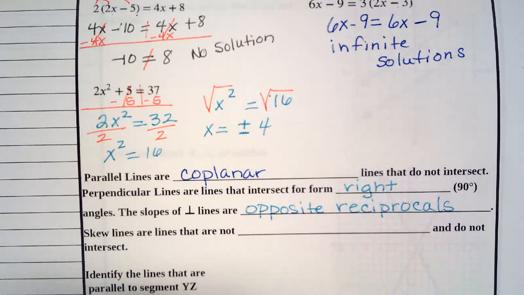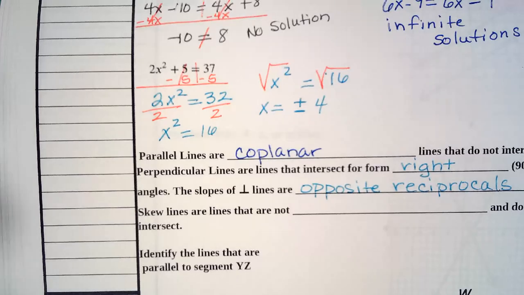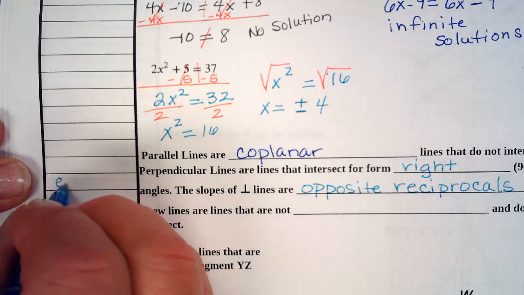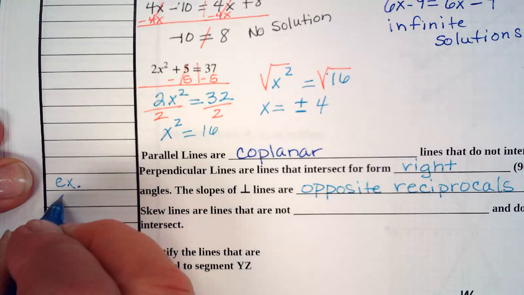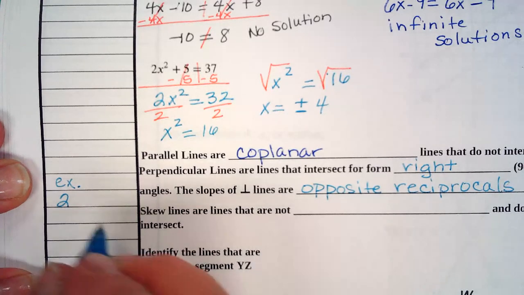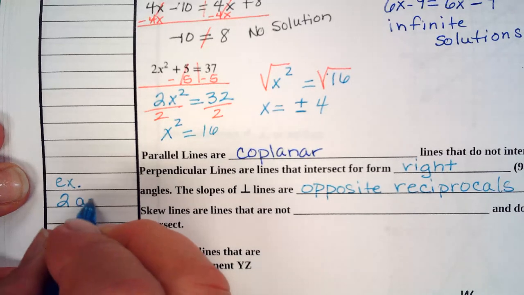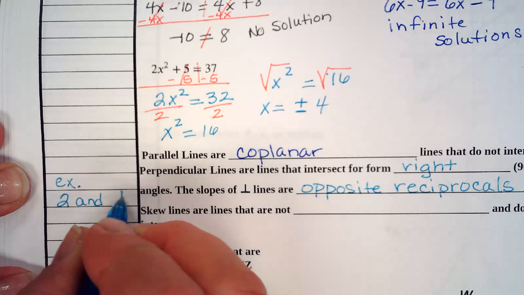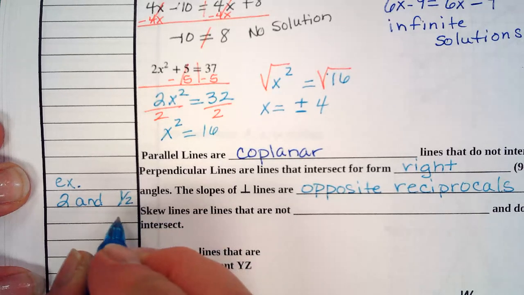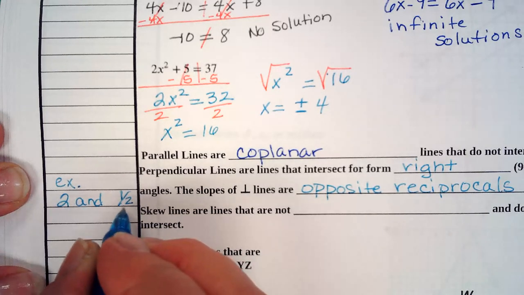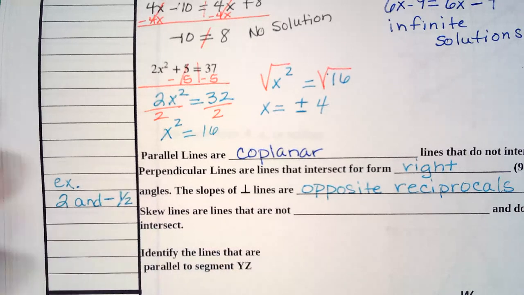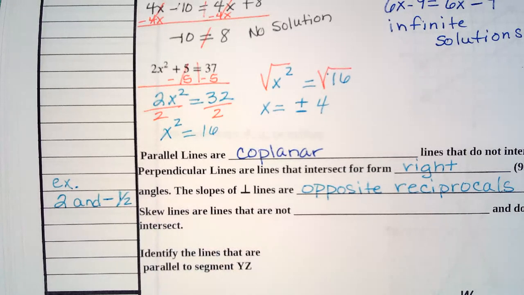What are opposite reciprocals? I'll give you two examples. If I had 2, the reciprocal of 2 is 1/2. 2 is positive, I need the opposite, so it would have to be a negative 1/2. 2 times 1/2 gives me 1. Positive times negative gives me a negative.